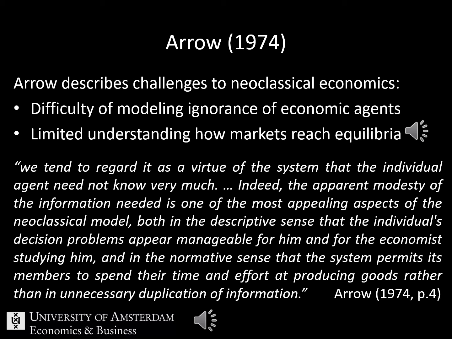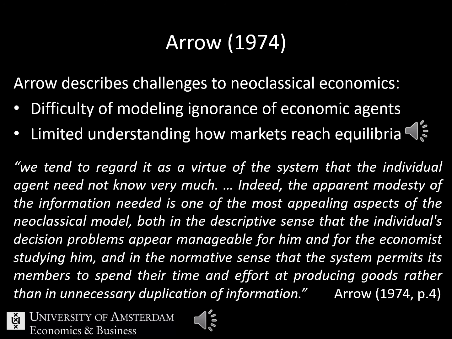As a second challenge to neoclassical economics, Arrow describes that most models are silent on how markets reach their equilibria. In describing the merits of market capitalism, Arrow says, we tend to regard it as a virtue of the system that the individual agent need not know very much. Indeed, the apparent modesty of the information needed is one of the most appealing aspects of the neoclassical model, both in the descriptive sense that the individual decision problem appears manageable for him and for the economist studying him, and in the normative sense that the system permits its members to spend their time and effort at producing goods rather than in unnecessary duplication of information.